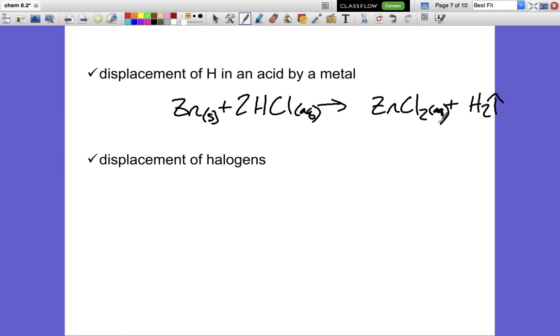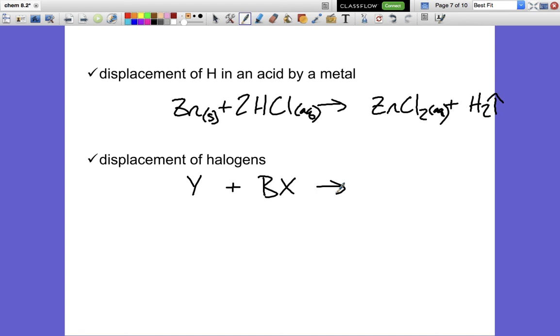Next reaction, displacement of halogens. This one is different than what we've been talking about. Now I'm going to be dealing with element Y, but it's not going to replace B, it's going to replace X because it's more like X. Halogens are nonmetals, not metals, right? So there's another thing that comes into play too.